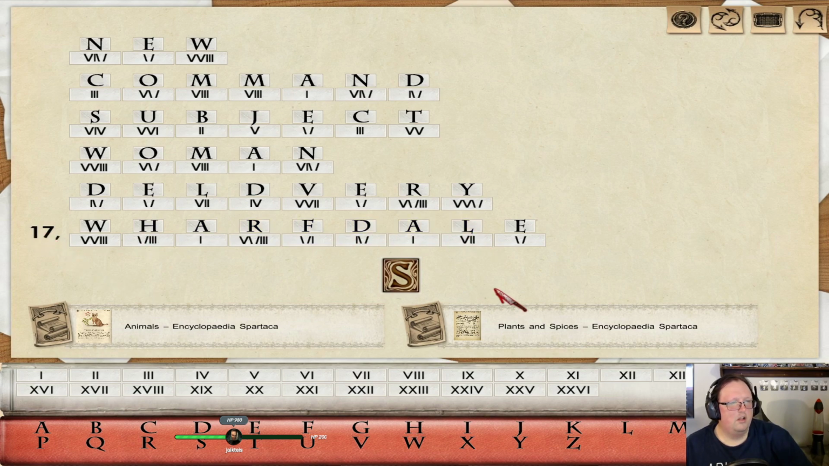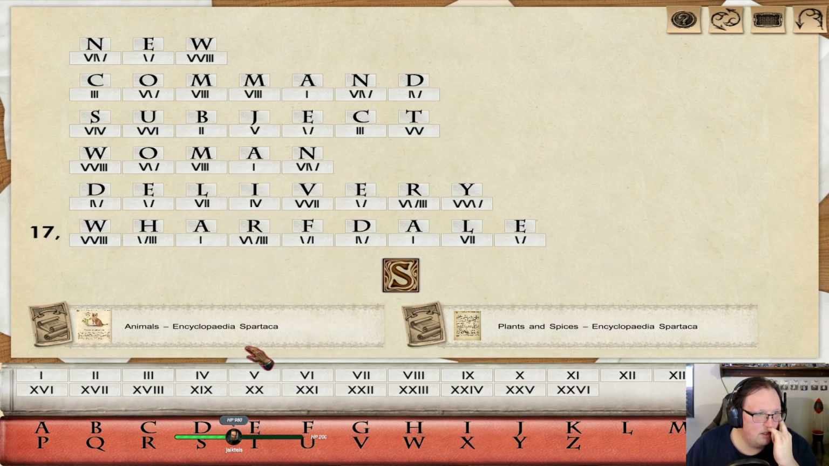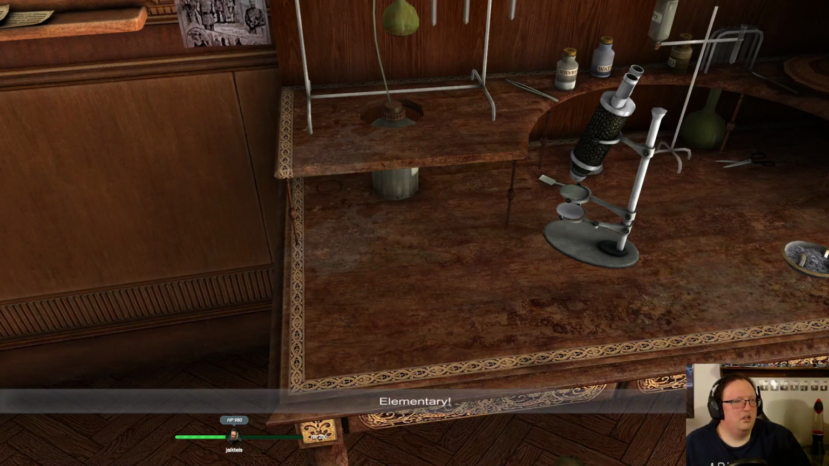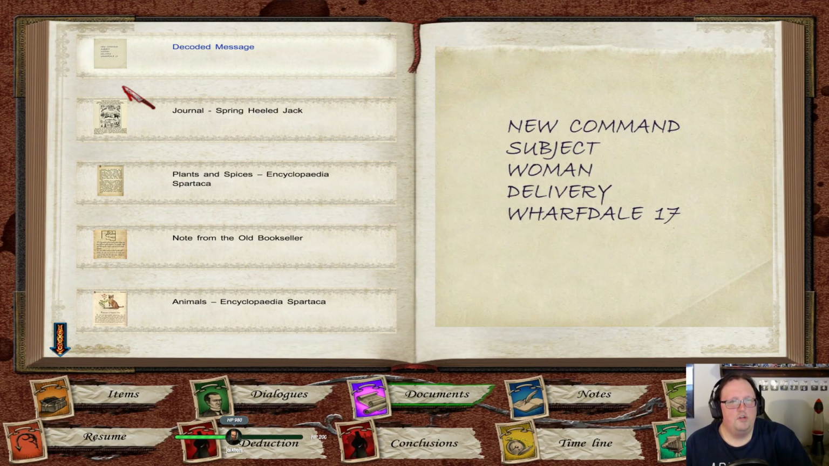Wharfdale? That's not correct. Ah! A mistake! This would be IV. This would be IX. IX, which would be I. Delivery. Elementary. Elementary. New command. Subject woman delivery. Wharfdale 17. Excellent.